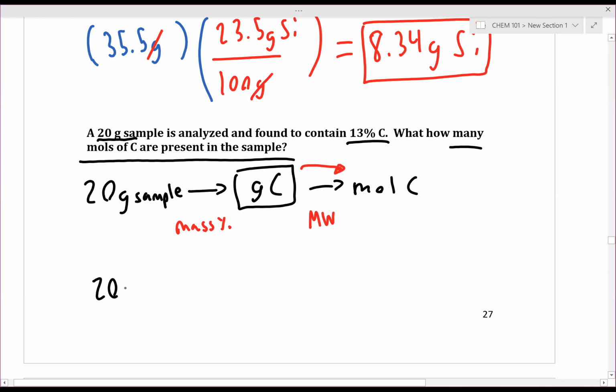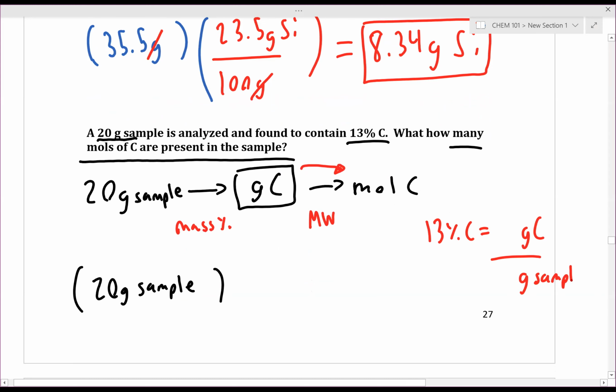So we have a 20-gram sample. And looking at our percentage of carbon, when we say it's 13% carbon, how many grams of carbon do we have per how many grams of sample? 13 grams of carbon per how many grams of sample? 100. Okay, so let's plug in that conversion factor.